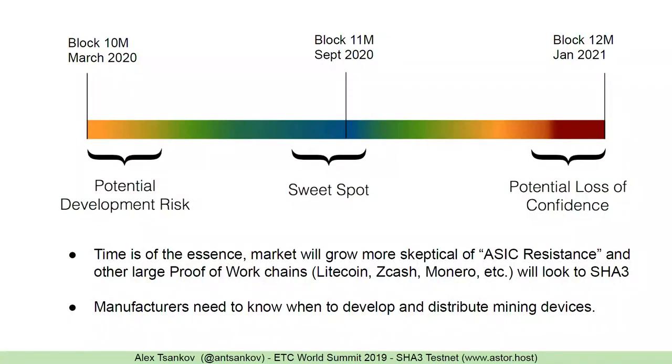So now we get to the interesting part, which is when would we implement this on the Ethereum Classic network? Now, my personal belief is that we have to be somewhat careful about it, because if we take too little time, or if we do it too quickly, then we run potential development risks. So as I see it, there's 3 potential windows that we can go to. There's block 10 million, which is around March 2020. There's block 11 million, which is September 2020. And then block 12 million, which is January 2021.